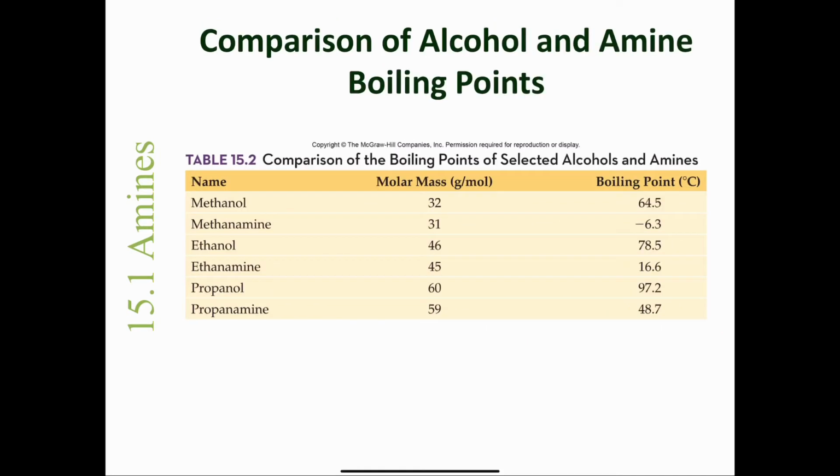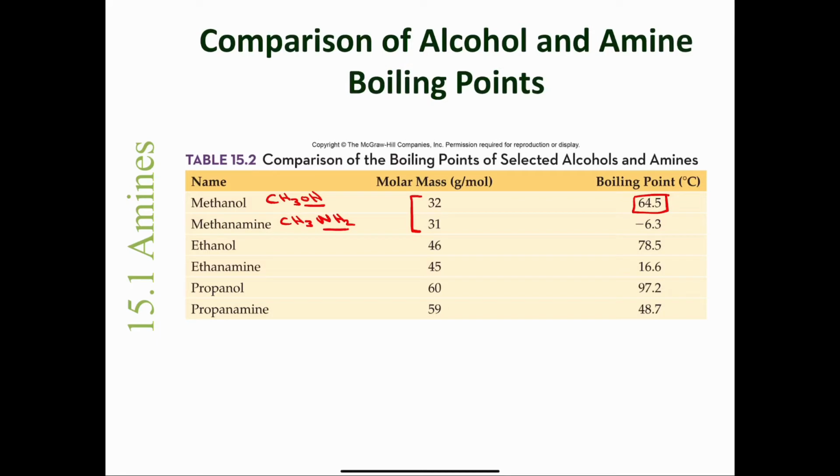Table 15.2 shows direct comparisons between alcohols and amines. So if you first look at methanol, which is CH3OH, and you compare the boiling point of methanol to methanamine, and both of these compounds have very similar molar masses, you see that the boiling point of the alcohol is much higher. It's 64.5 degrees Celsius. Why is that? Because the hydrogen bond in an alcohol is stronger than that in an amine.